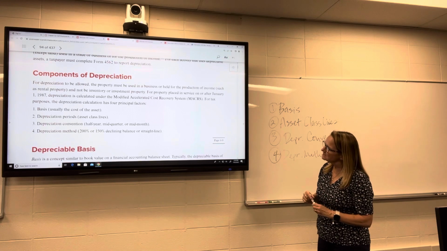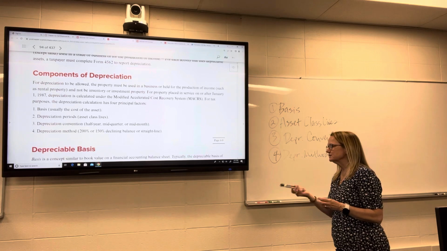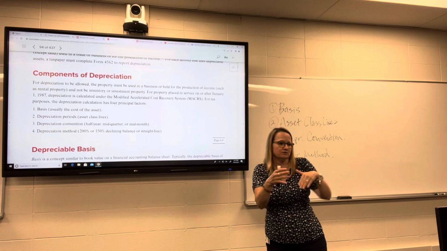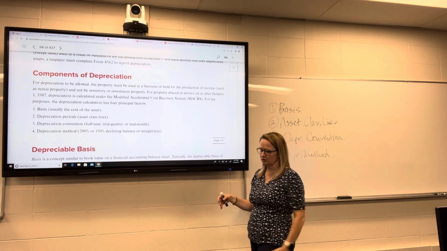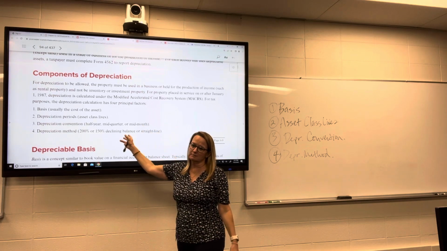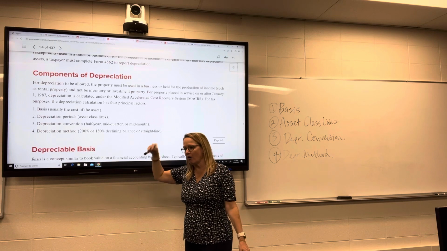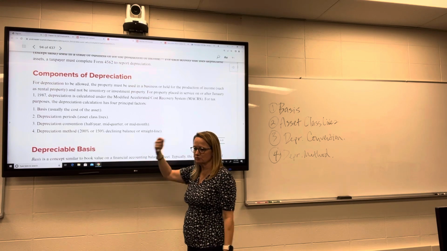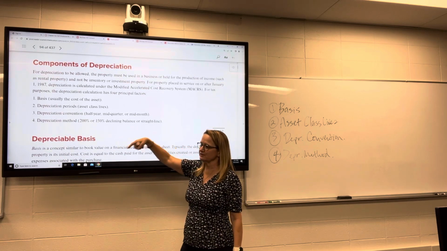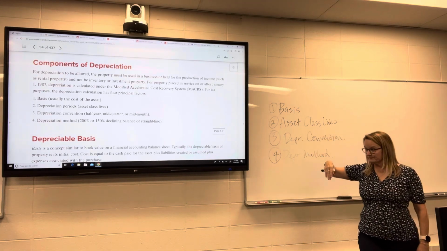Basis is probably the easiest. Well, actually, depreciation period is pretty easy once you determine what type of asset it is, because then they just tell you, okay, this is what you're going to use. This is how long you're going to depreciate it for. Convention, like I said, is kind of the most foreign concept, although it's really not that hard to determine once you practice it. When we get to the depreciation method, that's when we're going to start really calculating our depreciation.